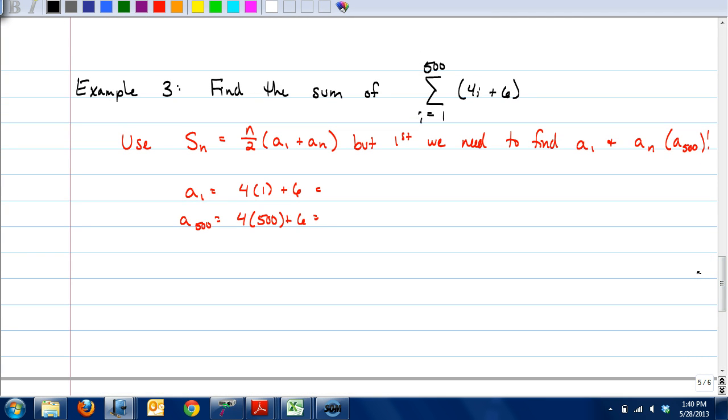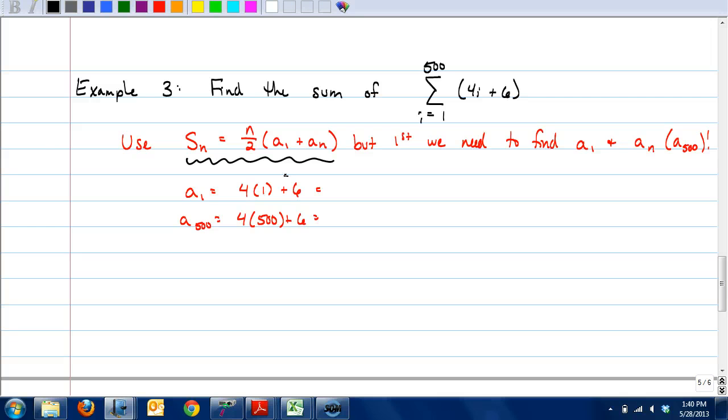So let's say we're given this scenario, we have to find the sum of the first 500 terms for the sequence represented by 4i plus 6. So again, this does not mean that we just add together 1 plus 2 plus 3 all the way up to 500. This means that we start with the first term and we end with the 500th term. Well, in order to do that, I want to use that formula that we talked about in the beginning. But first, in order to do that, I need to find the first and last term.